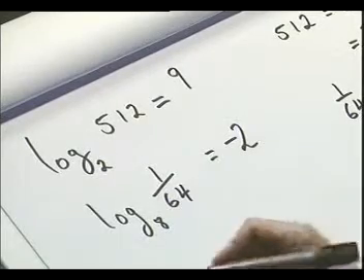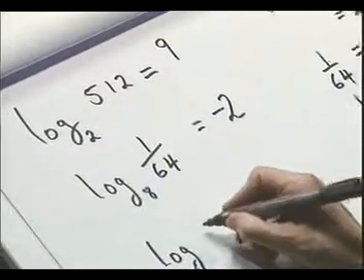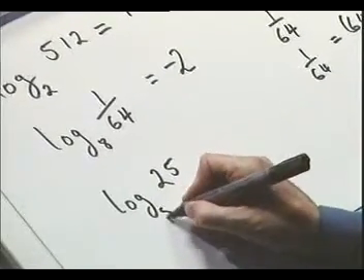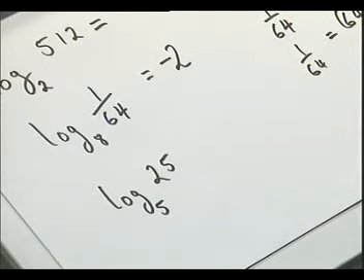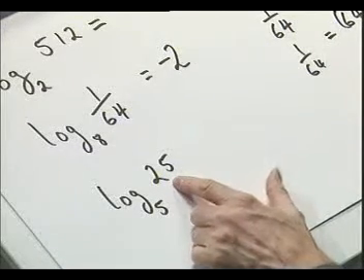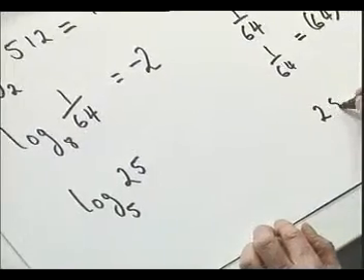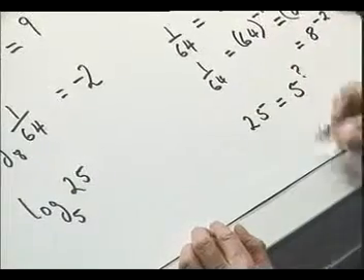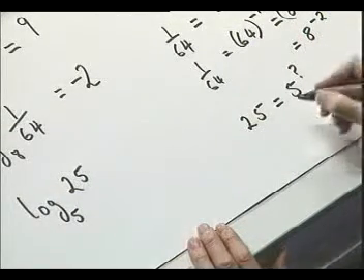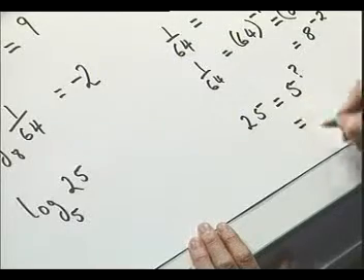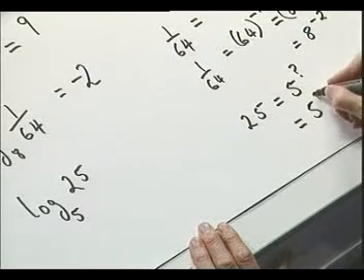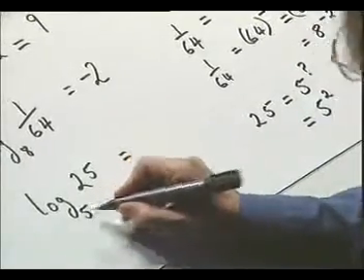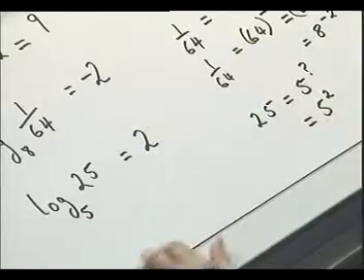What about the log of 25 to base 5? Well, this is the same as asking, what is 25 written as 5 to the power of what? What's that power, that index? What goes there? Well, what we do know is that it's 5 squared. And so the log of 25 to base 5 is just 2.